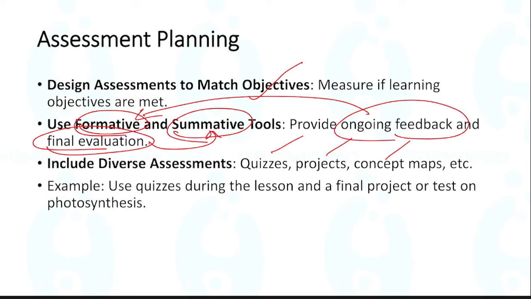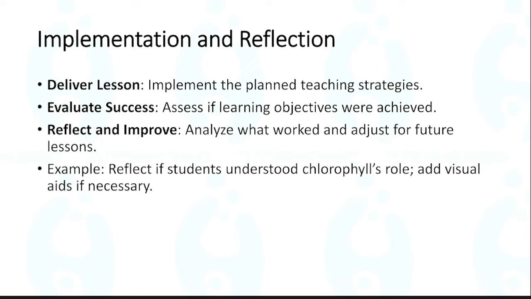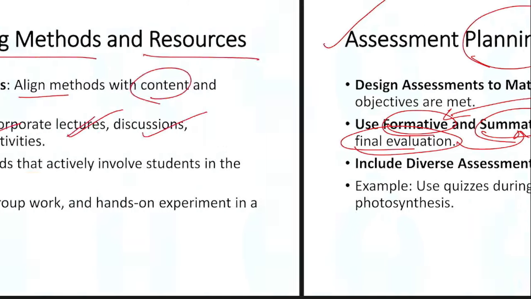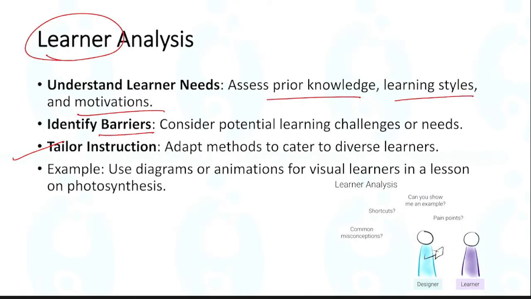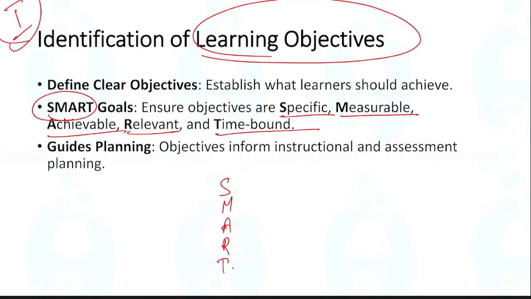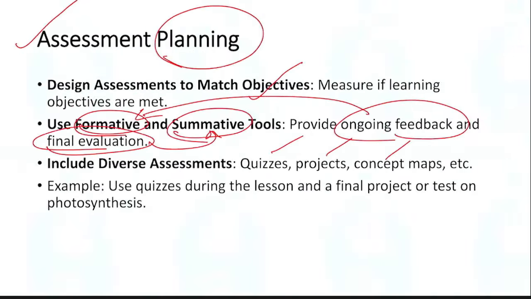Okay, that is about assessment planning. Next one is about the implementation and reflection. Everything till now was planning, right? The selection of teaching method also comes under the planning stage. Learner analysis is the initial stage before planning. Then content analysis and the identification of learning objectives. These are all the planning aspects of it.